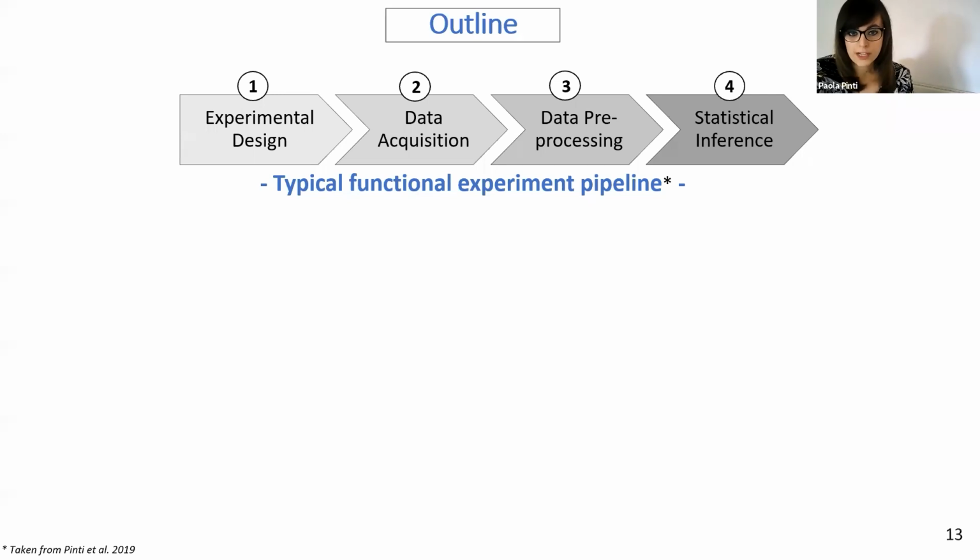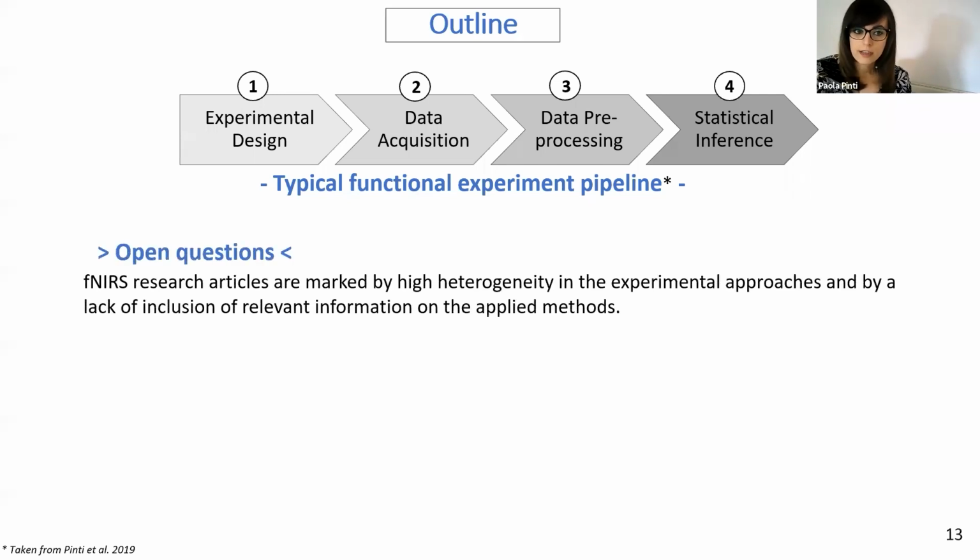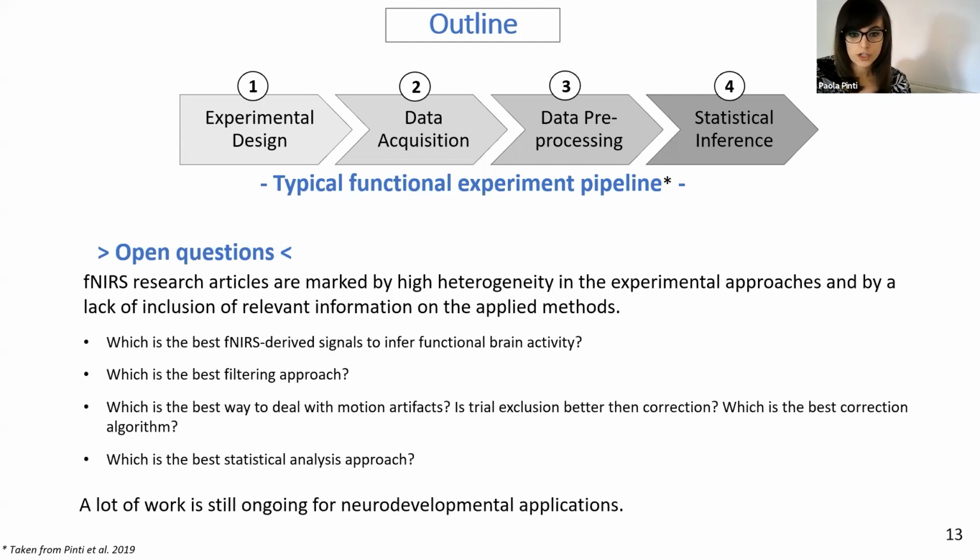Of course, it is worth mentioning that within this framework, there are still a lot of open issues and questions in the fNIRS field, like these ones, just to mention a few. This particularly concerns the lack of standardized methodological procedures. So we don't have any standards yet in terms of data analysis or experimental approaches. And we very often have a lack of methodological information in research papers. This can also be a little bit more complicated for neurodevelopmental applications, where there is still a lot of ongoing work and new developments are needed.